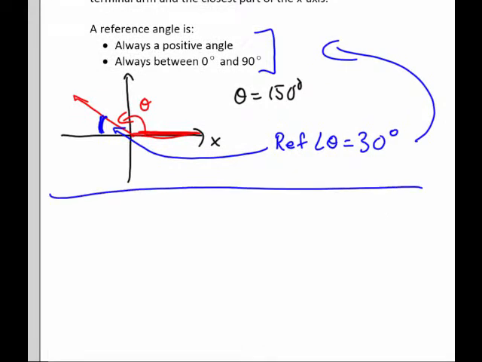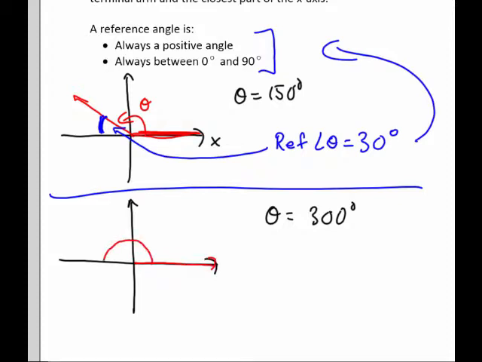Alright, let's look at another situation. Let's take a standard position angle of 300 degrees. So we're measuring from the positive x-axis, 90, 180, 270. I need 30 more degrees to get to 300. So the angle shown here is 300 degrees in standard position. The reference angle would be this angle between the terminal arm and the closest x-axis. And it would measure the remaining of the 360 from 300, which would be 60 degrees.